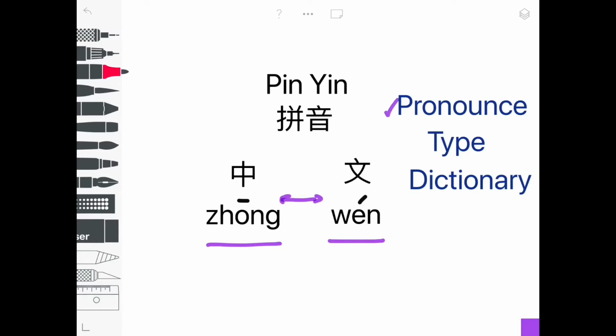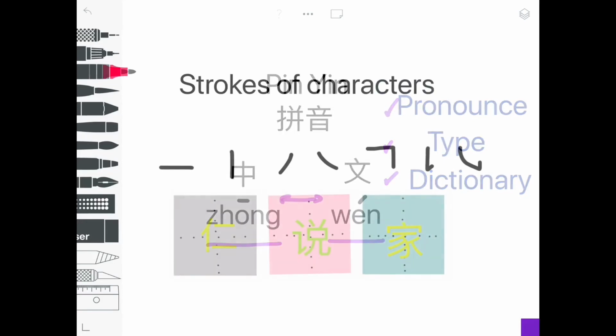And also, you can use pinyin inputting to type Chinese characters. And also, you can use pinyin to find words in the dictionary by alphabetical order.